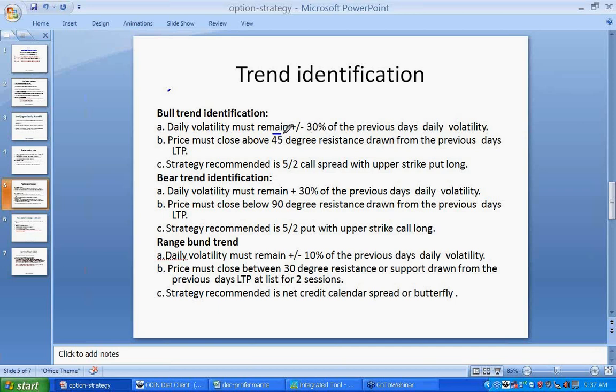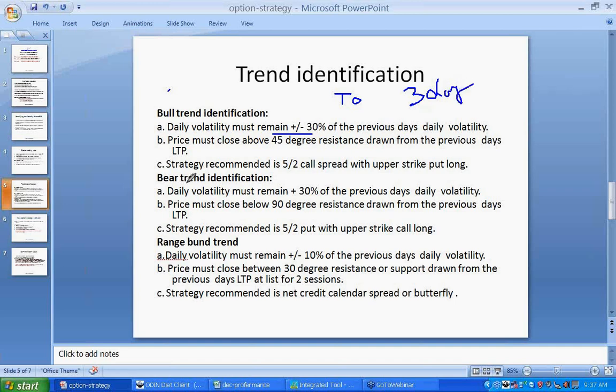So I will go for a volatility inspection. I will inspect whether the volatility is plus or minus in the range of 30% from the previous day. Then I will inspect the pricing factors, whether on a closing price basis my price has closed above the 45-degree resistance drawn from the previous day's last traded price. For how many days will I do it? If I am going to form a strategy today, it is better to inspect only the past 3 days.